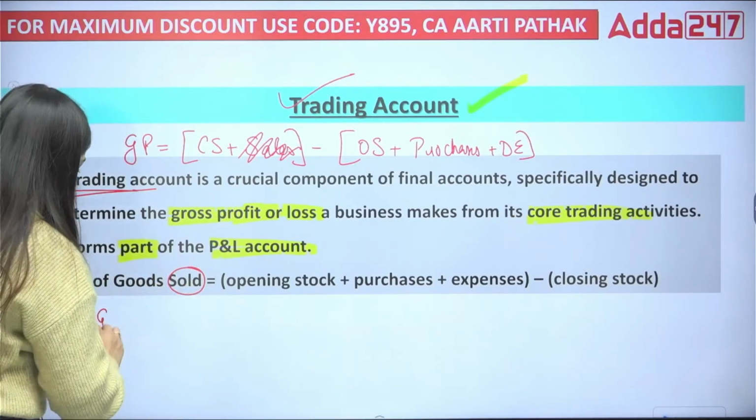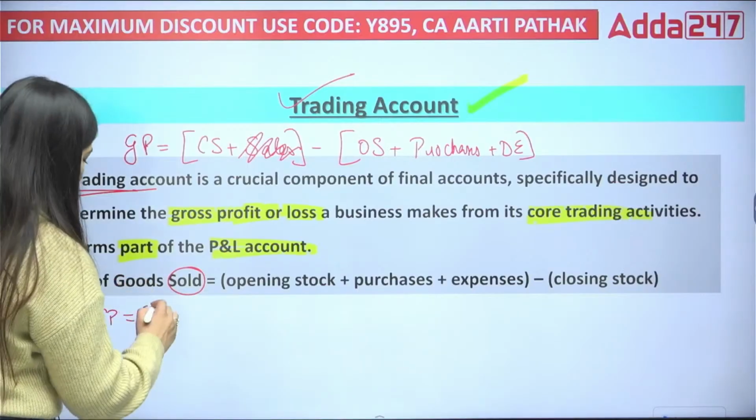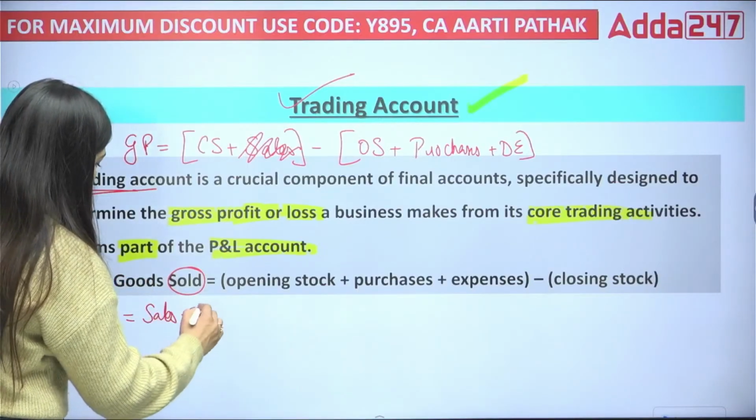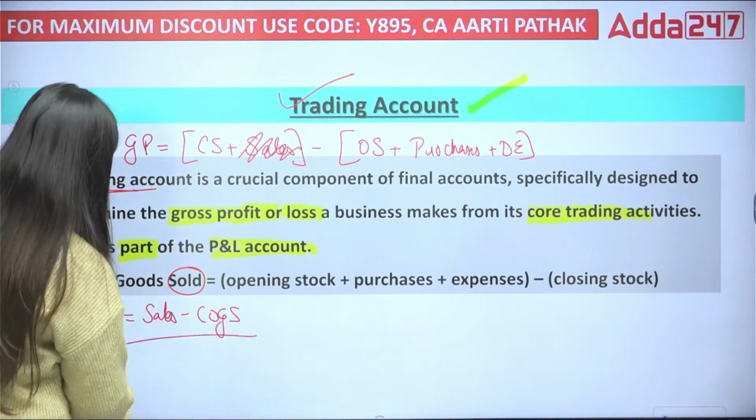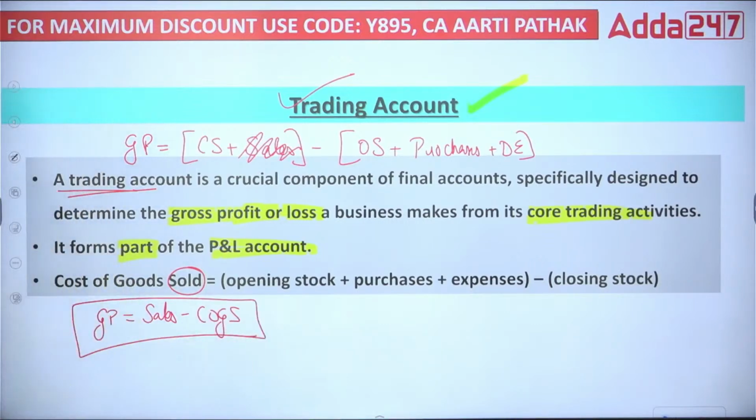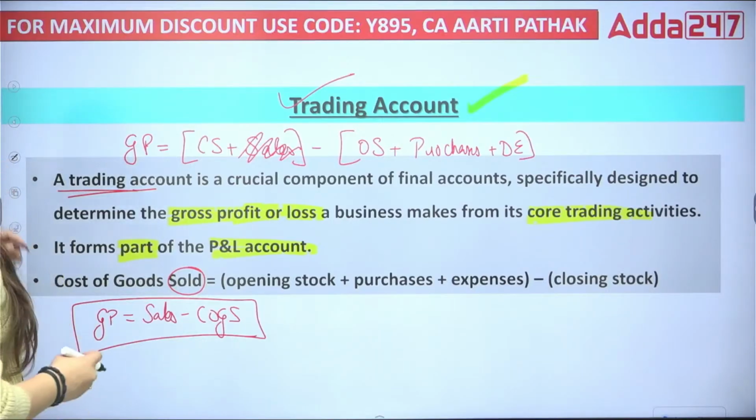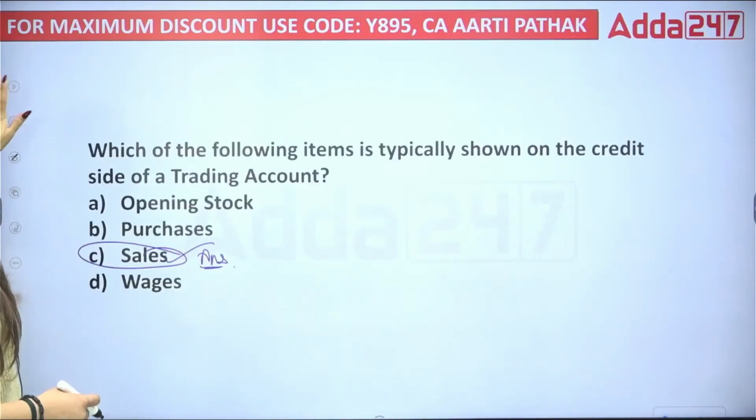So if I want to calculate gross profit, I will use sales minus COGS. Gross profit equal to sales minus COGS. This is about the trading account. So here we complete our trading account.